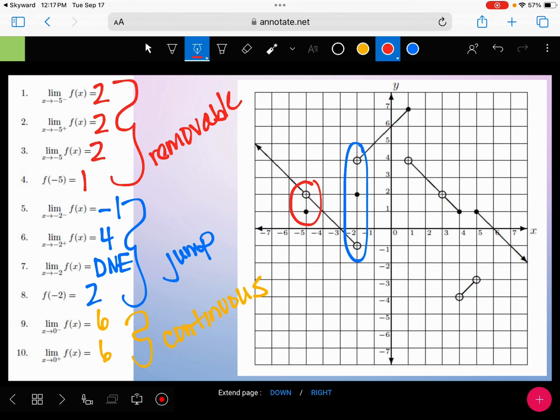All right, go ahead and check your answers 1 through 10. Grade your work. See how many you got right out of 10.